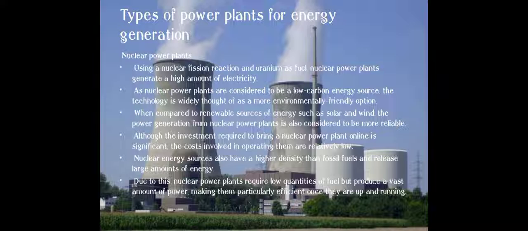Types of power plants for energy generation. First, the nuclear power plants. Using a nuclear fission reaction and uranium as fuel, nuclear power plants generate a high amount of electricity. As nuclear power plants are considered to be a low-carbon energy source, the technology is widely thought of as a more environmentally friendly option. When compared to renewable sources of energy such as solar and wind, the power generation from nuclear power plants is also considered to be more reliable.